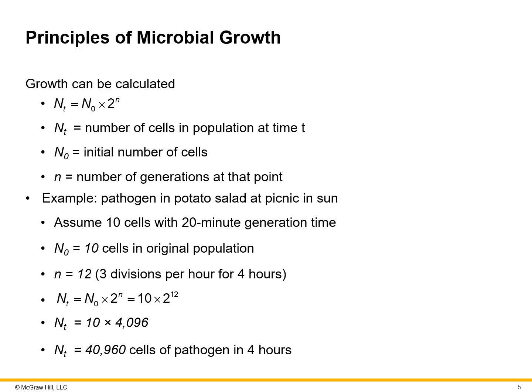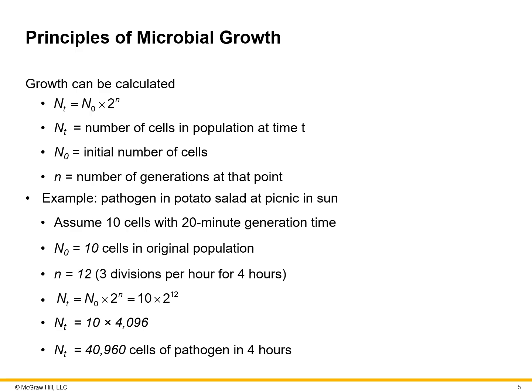That's not our number, okay, because we started with 10 cells. So those 10 cells, we're going to now multiply by 4,096, which means in 4 short hours, that potato salad went from 10 potentially pathogenic cells to 40,960 potentially pathogenic cells. That can be a really big problem.